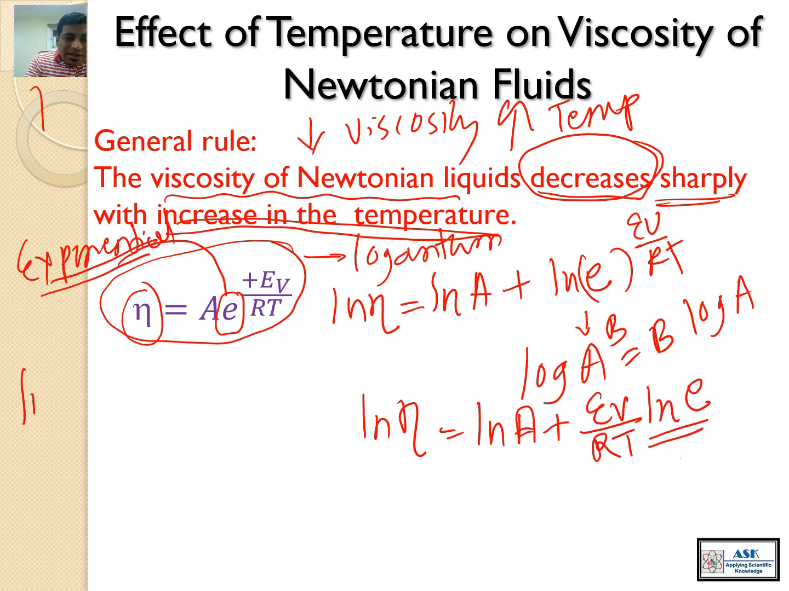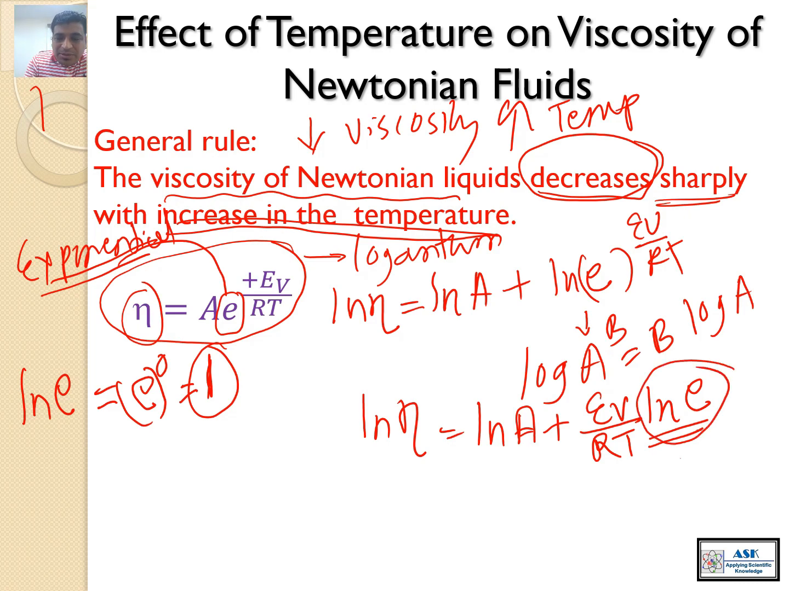But what is ln e? Well, it is an exponent, isn't it? Natural logarithm of the exponent e means e has been raised to the power of 0, and anything raised to the power of 0 is equal to 1. Let's plug in that value, ln e is equal to 1, in this equation. So the equation becomes ln eta is equal to ln A plus Ev divided by RT.